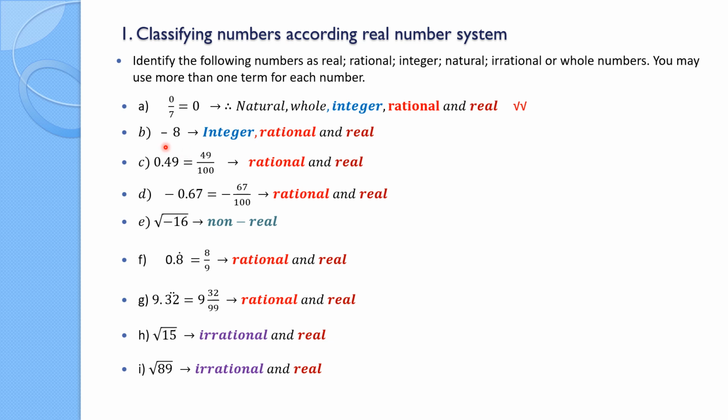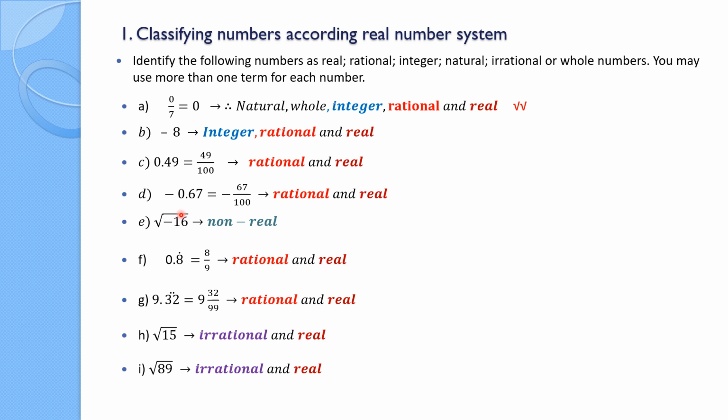Right, the second number they gave is negative 8. So negative 8, because it's negative, it's an integer. It's rational, always, and it's real. 0.49 can be written as a fraction as 49 over 100. So therefore that's considered rational and real. Negative 0.67 equals minus 67 over 100. So therefore that's also rational and real.